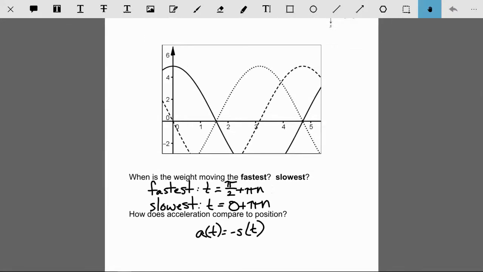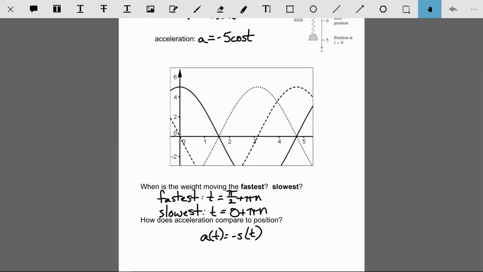Well, speed is going to be when our velocity is furthest from 0. So it doesn't matter which direction we're moving. So we need to find all those peaks on our velocity graph. And that's going to happen at pi over 2 plus pi n, because we don't really have a domain that we're dealing with here. The slowest is going to be when the velocity is 0, and that occurs at 0 plus pi n.